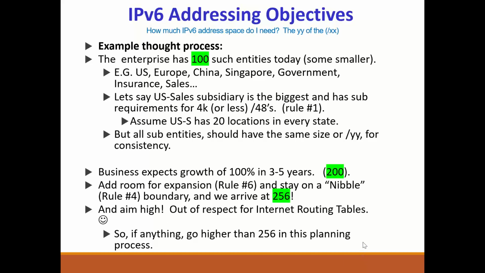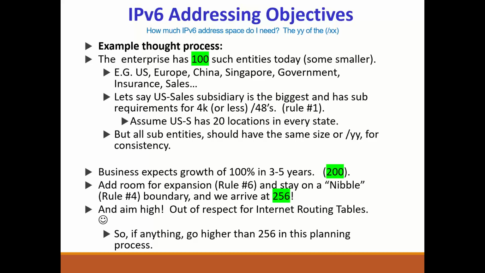So I'm keeping that number in green there. And let's say our biggest subsidiary or entity is US sales. And it has requirements, as we said, for 4K or fewer /48s. Again, back to rule 1. And how would we come up with that? Yeah, we don't know. So one example would be, let's say US sales has 20 locations in every state in the US. And so that adds up to a number that's less than 4K.